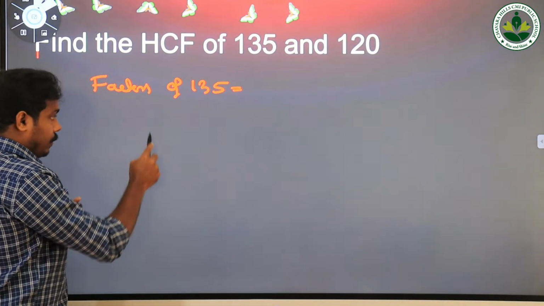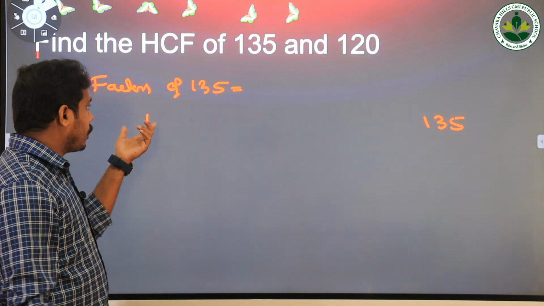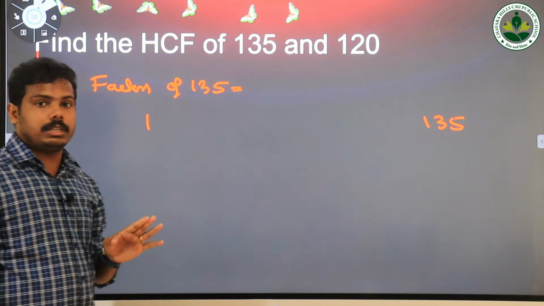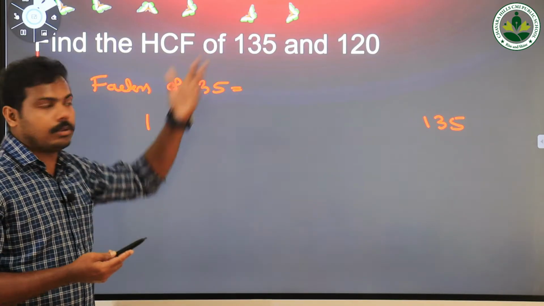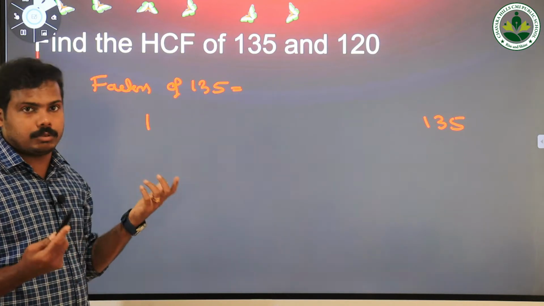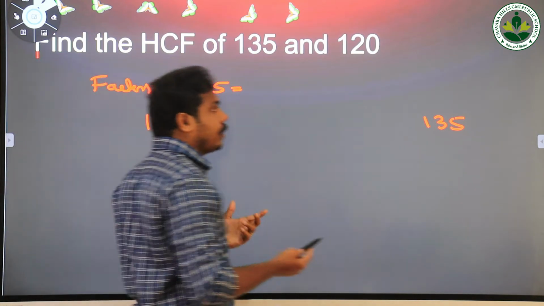Factors of 135. The smallest factor of 135 is 1. Highest factor is 135. Then 2 into any number is not possible because it is not divisible by 2. And 3: 5 plus 3 is 8, 8 plus 1 is 9, so it is possible. So we can divide that with 3. 3 into which number is 135?